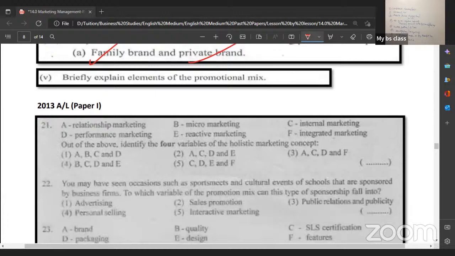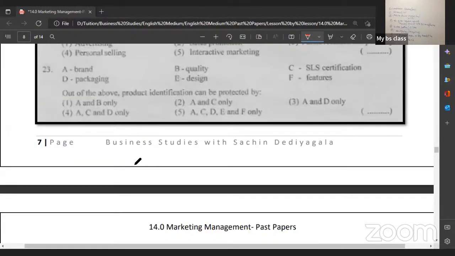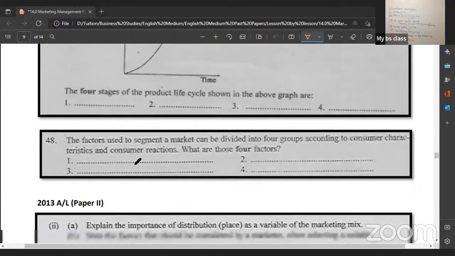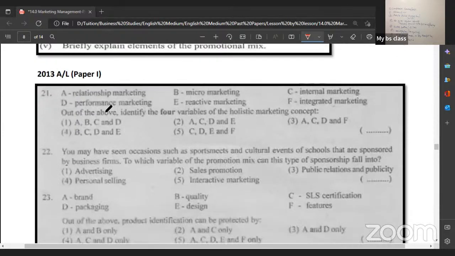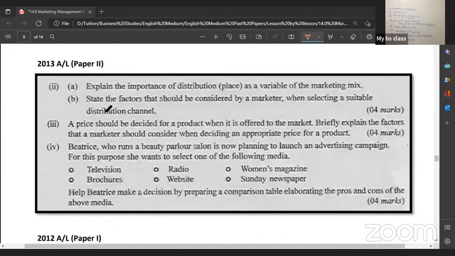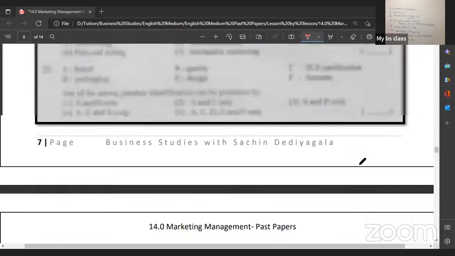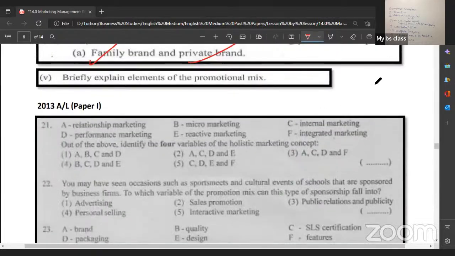Now let's move to 2013 A-level paper 1. Questions 21, 22 are mostly MCQs. There are four or five there, with 10 marks. Look, 10 marks have been allocated for paper 1. In 2013, the highest marks were 12 plus 22 marks, 22 marks out of 200, which is about 11%.